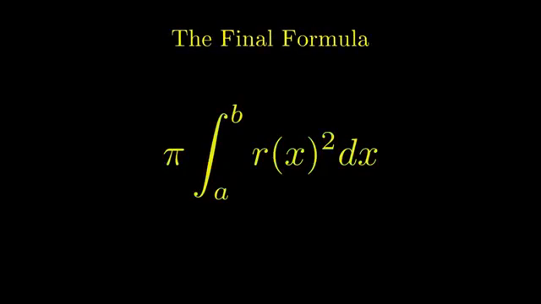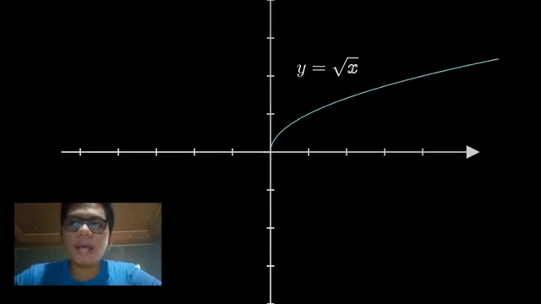The final formula would be V is equal to pi multiplied by the integral of r of x squared dx from a to b. Now we have come up with what we need to solve for the volume of a function revolving around the x-axis. Let's try some examples. Let's look back at the first function we've seen. Y is equal to the square root of x between the values x equals 0 and x equals 3.